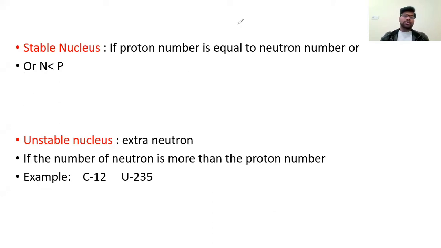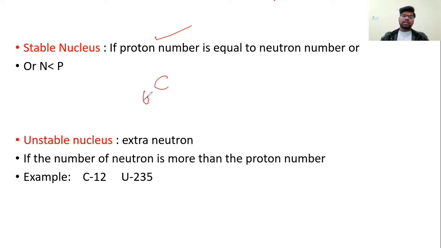Clear? To understand stable nucleus and unstable nucleus, it's very simple. Look at it here. If the proton number is equal to the neutron number, or the number of neutrons is lesser than the proton number, then that type of nucleus is called a stable nucleus. For example, let us take one atom here, carbon, carbon 12.